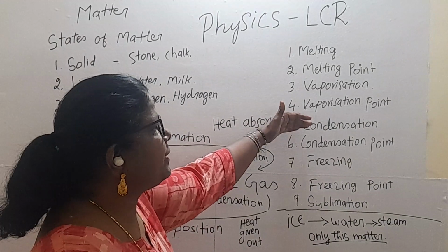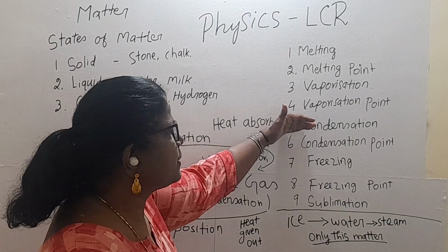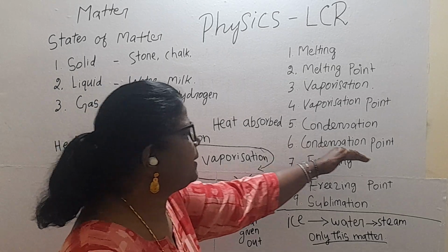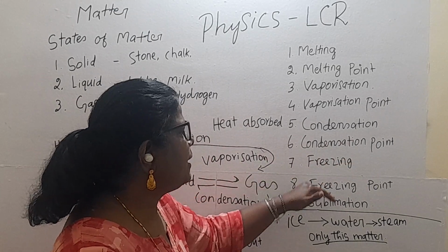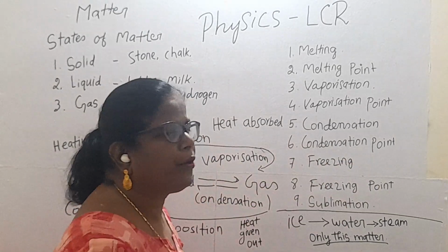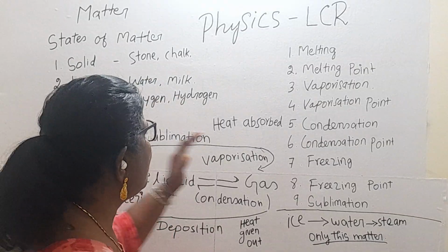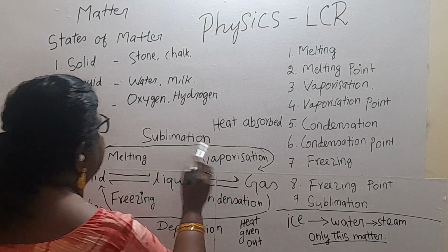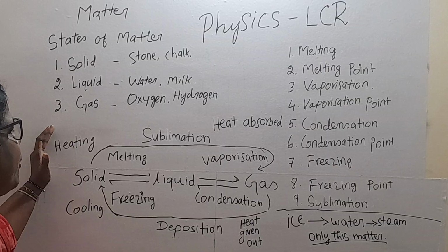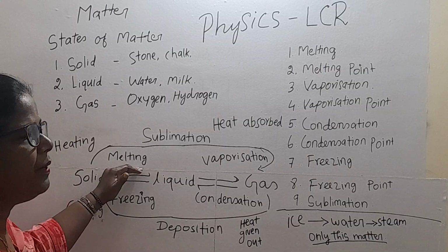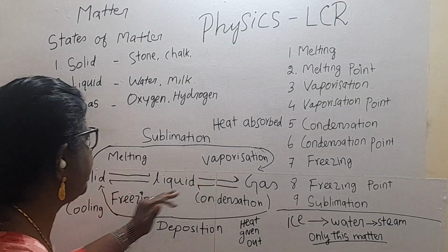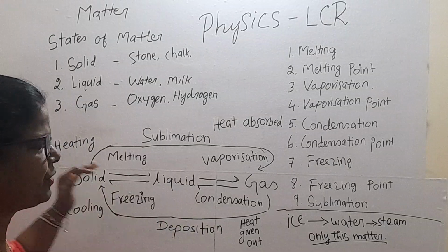Next, condensation also takes place at a constant temperature, that is the condensation point. Freezing, we can say it is the freezing point. Sublimation. So all the characteristic properties I have given. Here I am going to explain what is melting, what is vaporization, what is freezing, what is condensation.